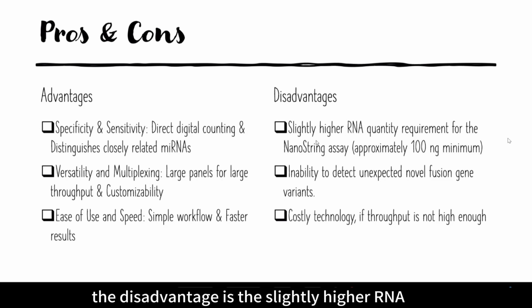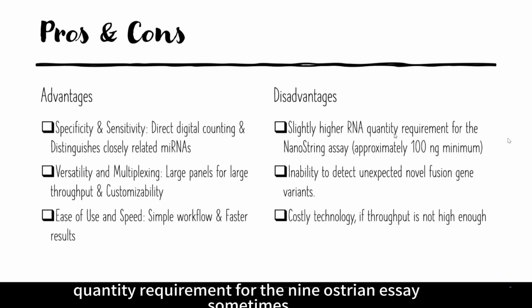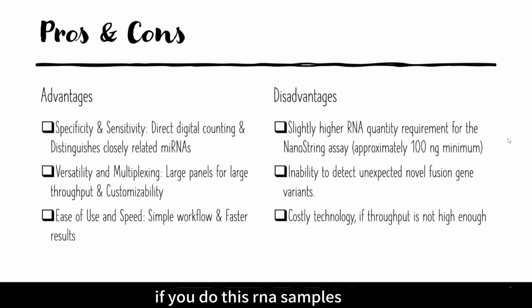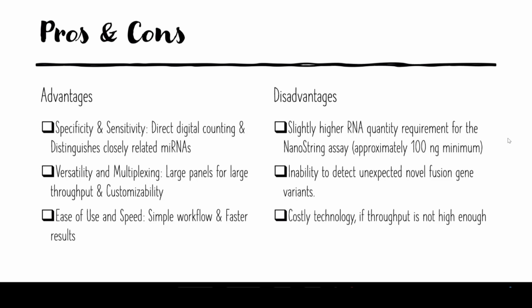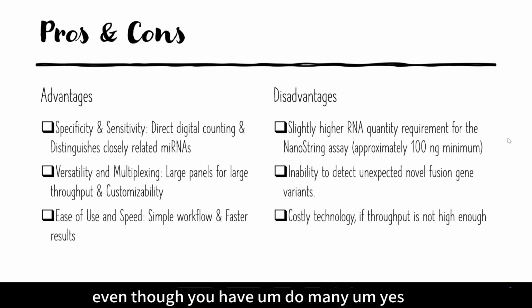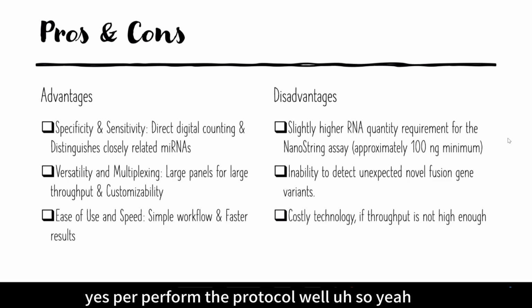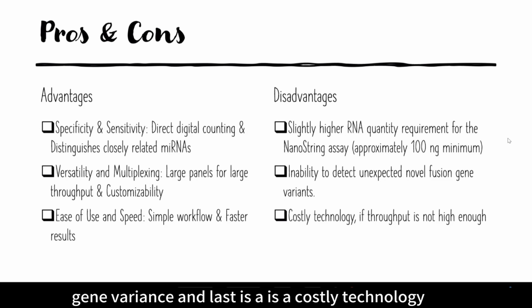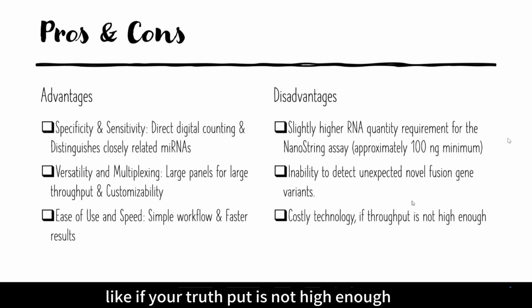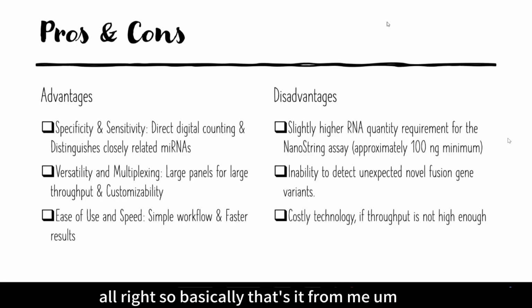However, the disadvantage is the slightly higher RNA quantity requirement for the NanoString assay. Sometimes, when dealing with RNA samples, the quantity might not be as much as you would like, even though you have performed the protocol well. Approximately 100 nanograms is the minimum. There is also an inability to detect unexpected novel fusion gene variants. And last is that it is a costly technology if your throughput is not high enough. All right, so basically that's it from me.